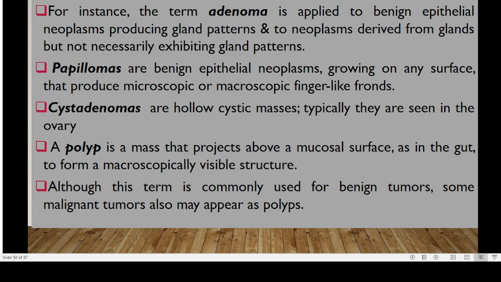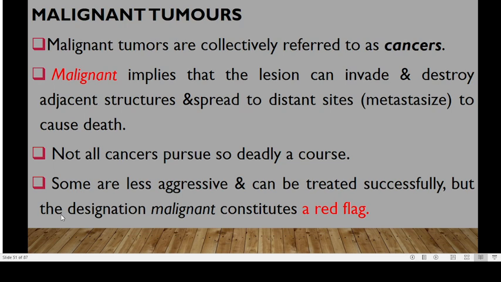Lastly, we have a polyp. The polyp is a mass that projects above a mucosal surface, such as the gut, to form a macroscopic mass, visible by naked eyes. Okay? So although this term is commonly used for benign tumors, some malignant tumors also appear as polyps. All right? So what about malignant tumors?